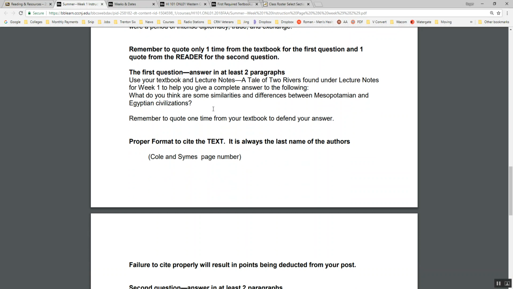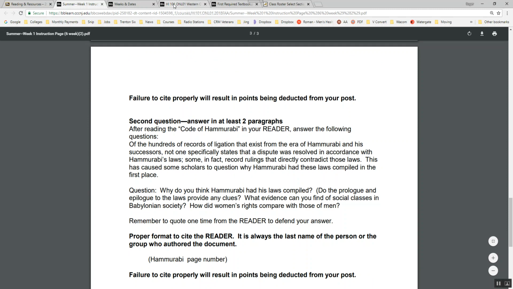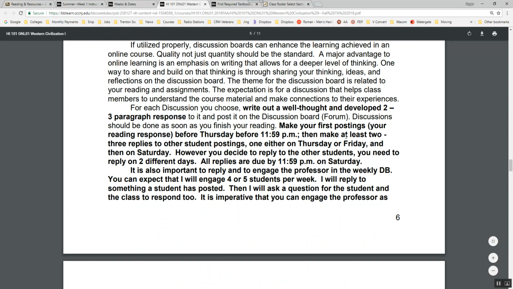What do you think are some similarities and differences between Mesopotamian and Egyptian civilizations? So this is what you need to post by Thursday night. And then of course there's another question dealing with the Code of Hammurabi. So you actually will have 2 questions each week that you have to post. So that has to be done by Thursday night.